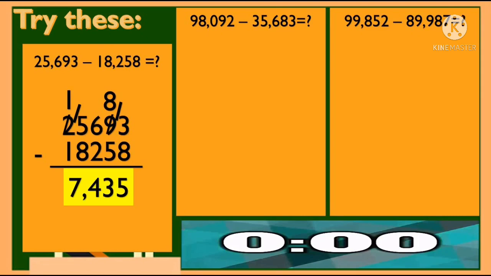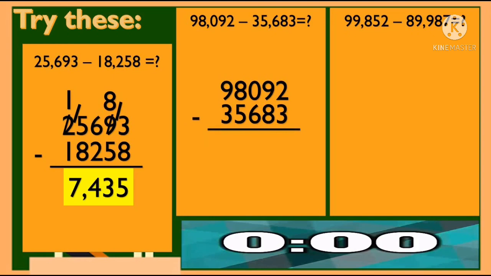Of course, we will start with the minuend, which is the 98,092. And then let us copy our subtrahend. Good job. Our subtrahend is 35,683. And of course, we have the symbols here. Okay? Wow, good job. Now, we have to solve now these two numbers.